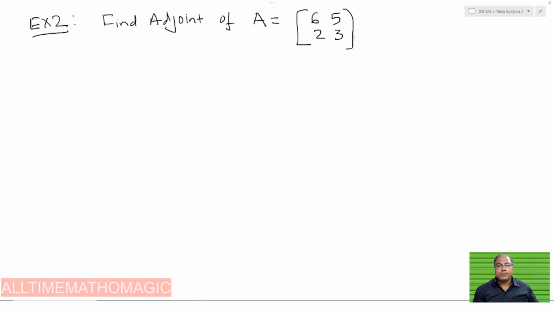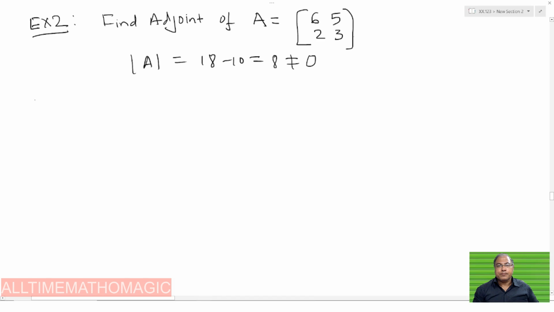Whenever you are finding the adjoint, step number 1 is that you have to test whether the determinant of the given matrix is 0 or not. If it is not 0, then only proceed. If it is 0, stop right there. For example, take matrix A equals 6 5 2 1 2 3. Now the determinant of this is 18 minus 10 equals 8, not equal to 0. Since the determinant is not equal to 0, we proceed to the further steps.